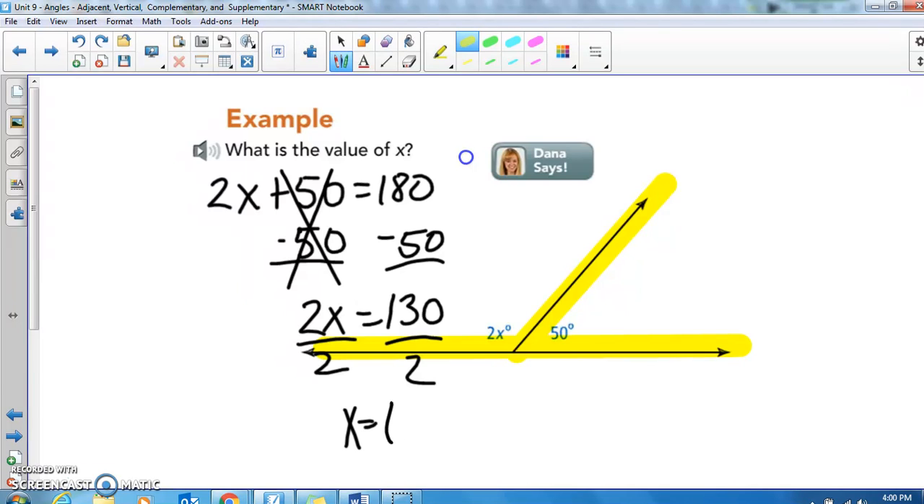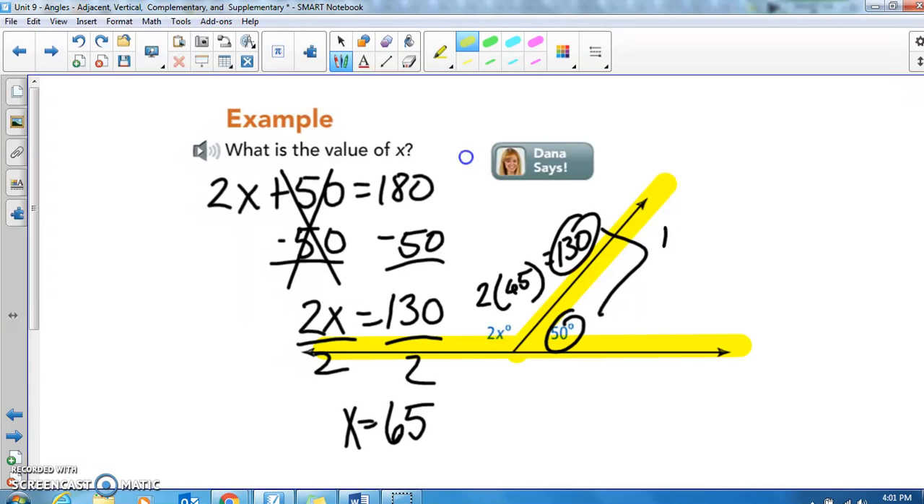So x equals 65. We can check our work here by substituting 65 in for x. So 65 times 2 gives you 130. 130 plus 50 gives you 180. So that shows that those would be supplementary if x equals 65 degrees.